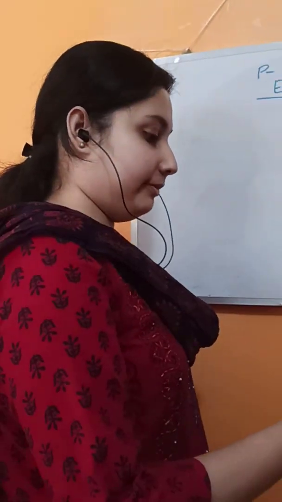Hello students, today I have come up with the next part of P block elements. Last day I started with halogens. Today also I will continue with the halogens. Today I will start with hydrogen halides. Okay, let's start.